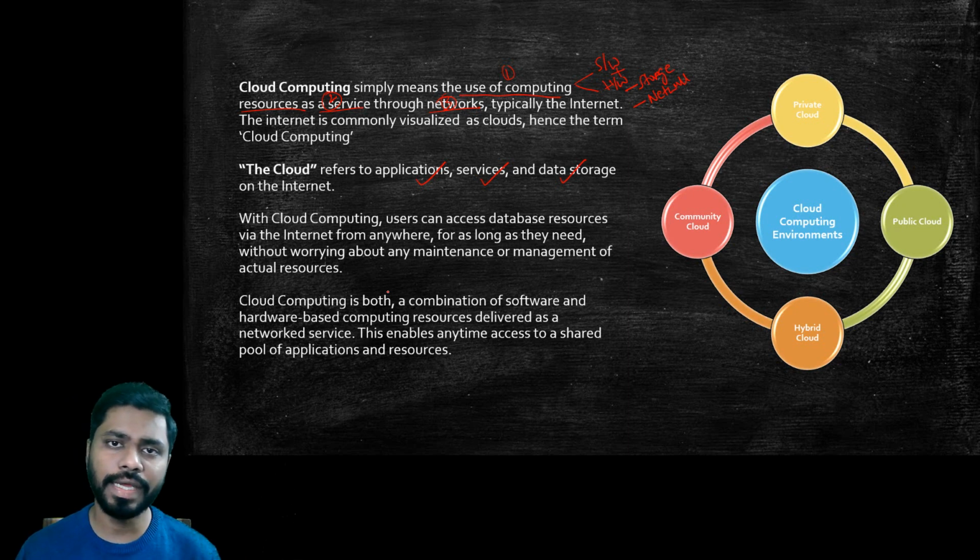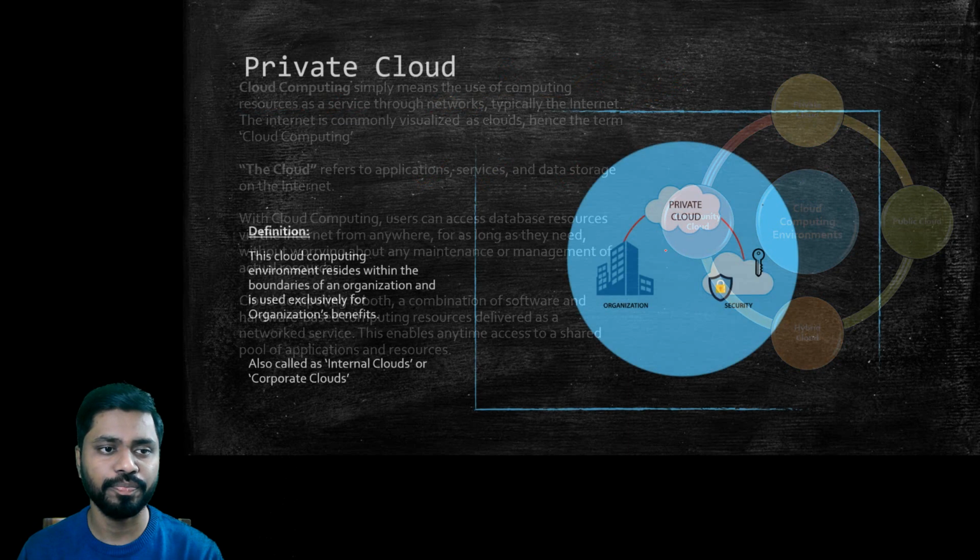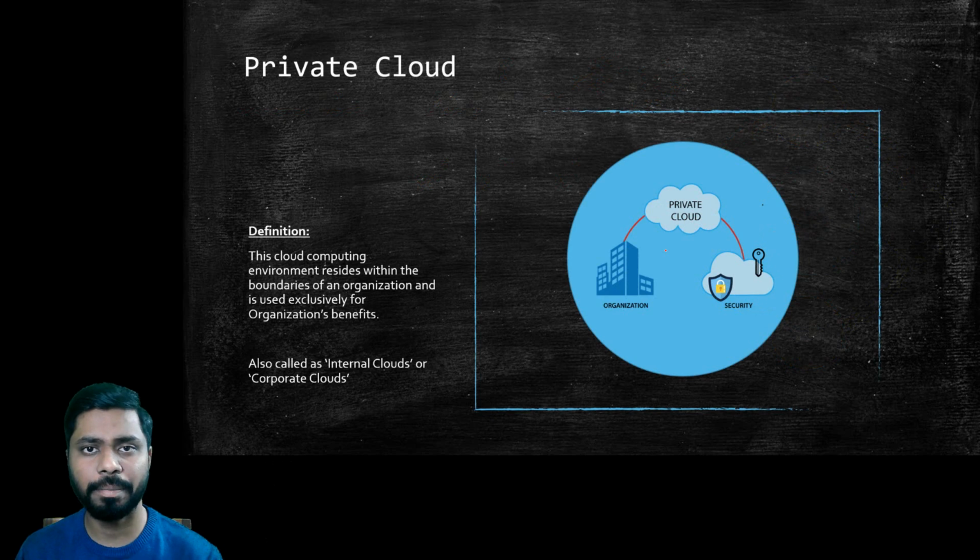Now, without further delay, let's get into the actual topic lined up for today. There are 4 types of cloud computing environment. One is private cloud, second is public cloud, third is hybrid, fourth is community cloud. These are the 4 types of cloud computing environments. First one is private cloud.